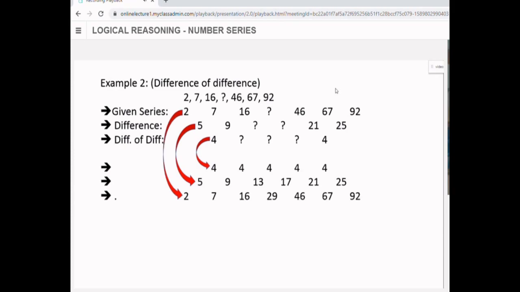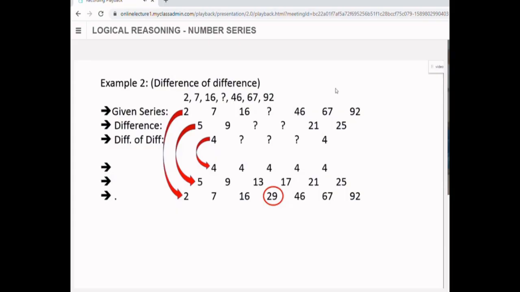Now I'll get this. How am I getting this? It was taken, you can see those red arrows coming down. So it is 2, the first given number. 7 also was given, but how did I get 7? 2 plus 5, 7. 7 plus 9, 16. 16 plus 13, 29. 29 plus 17, 46. 46 plus 21, 67. 67 plus 25, that is 92. So we got that question mark number. I'm circling it out. That is 29, your number.